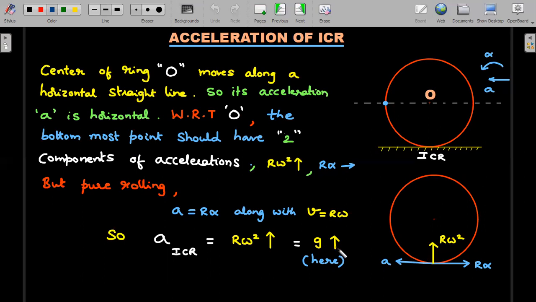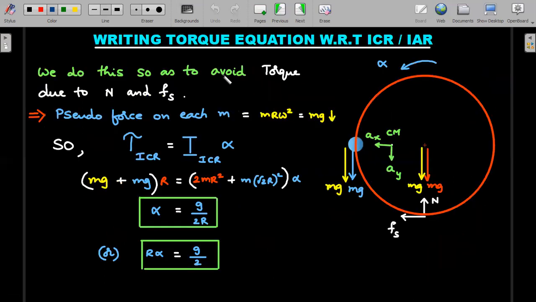Let's move into the next slide. There'll be a lot of information on the next slide, so do follow my lead instead of reading everything on your own. Okay, so the next step is to write the torque equation with respect to ICR or the IAR. IAR is nothing but the instantaneous axis of rotation, which is passing through this bottommost point and perpendicular to the screen as you are watching.